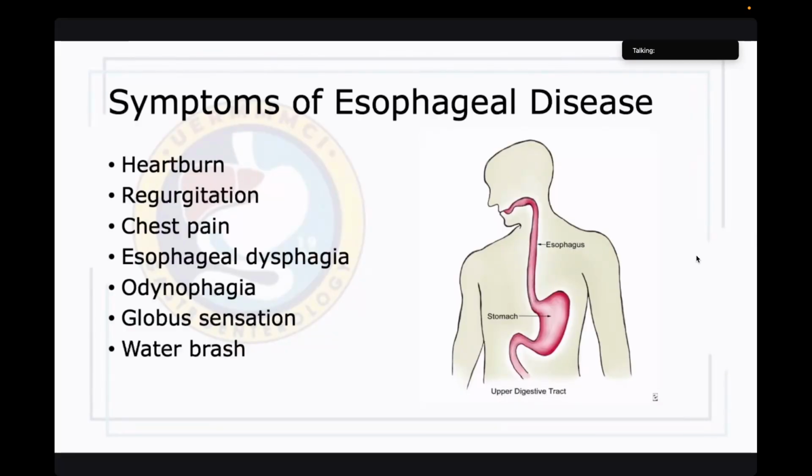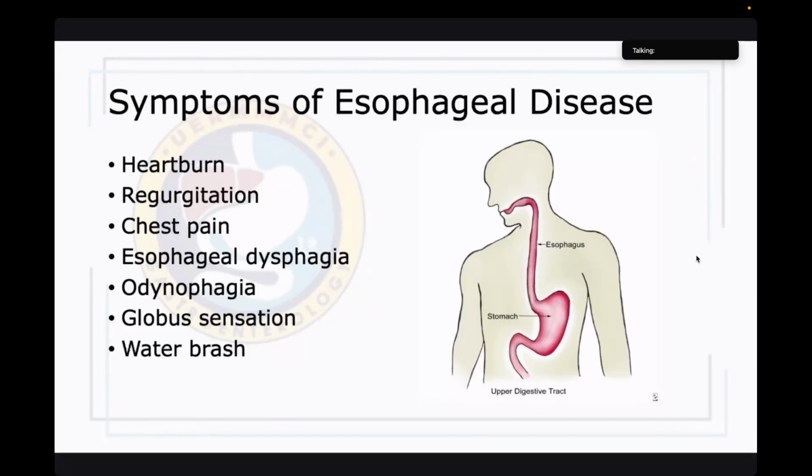Next, we have globus sensation. This is also known as globus pharyngeus. This is the feeling of a lump or fullness or sometimes tightness in the throat. This is not related to swallowing and it has no true blockage. Although it may also be associated with GERD, and it is also seen in those with anxiety disorders.